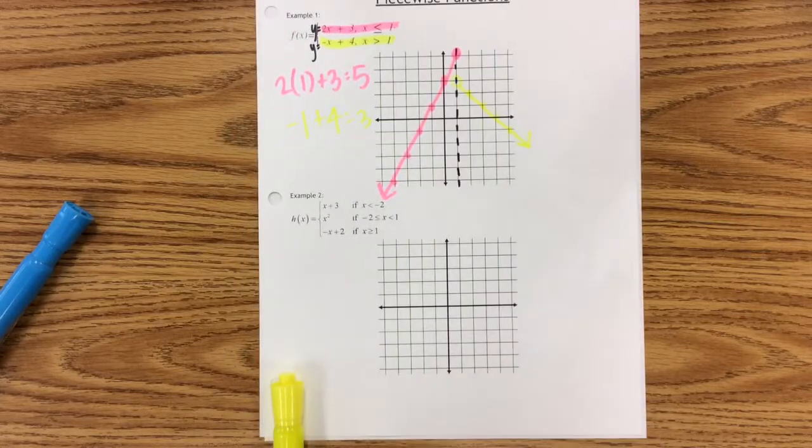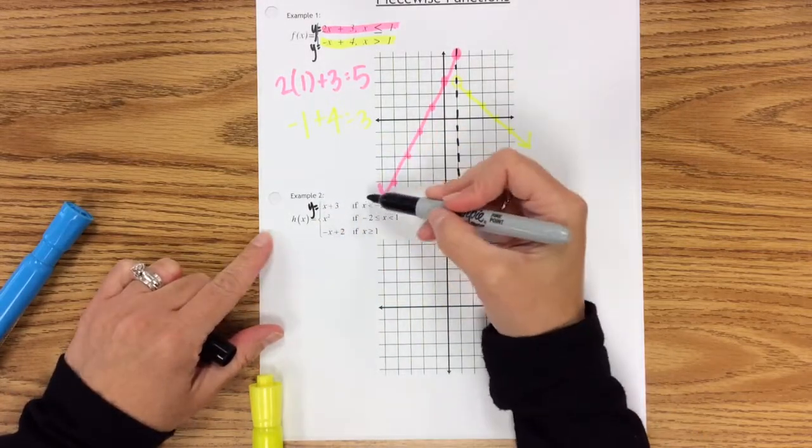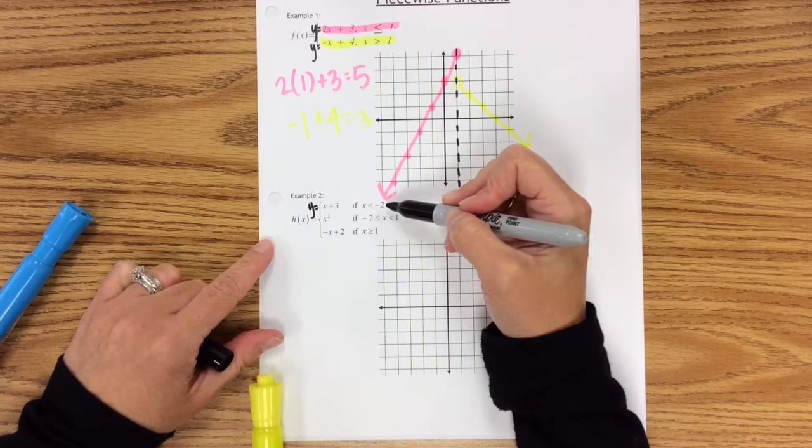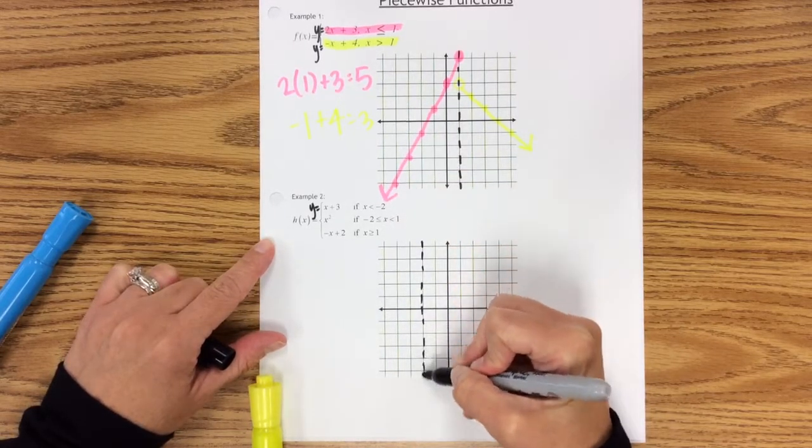Right now we're going to talk about example 2. Example 2 has 3 pieces. The first one is y equals x plus 3 if x is less than negative 2. So I'm going to put a dotted line at x equals negative 2.